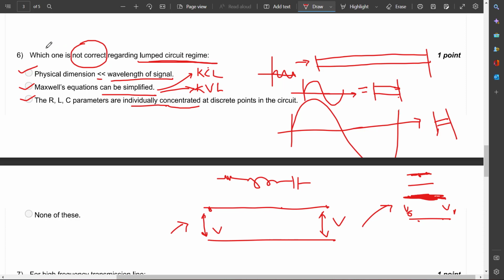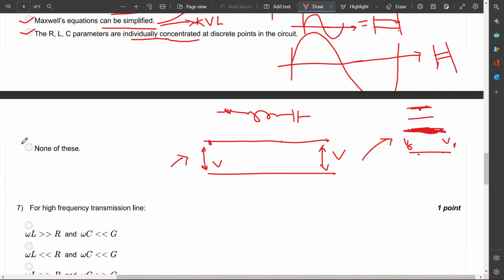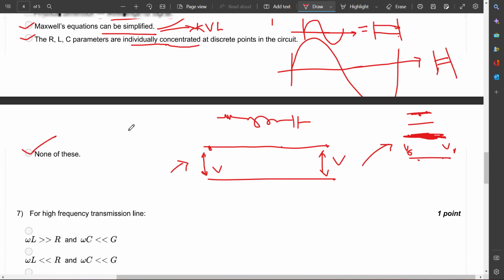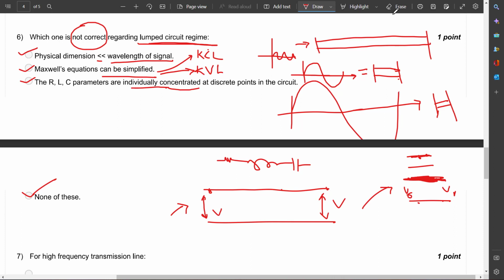So which one is not correct regarding lumped circuit design is none of these. So the correct option is none of these. All the others are correct.